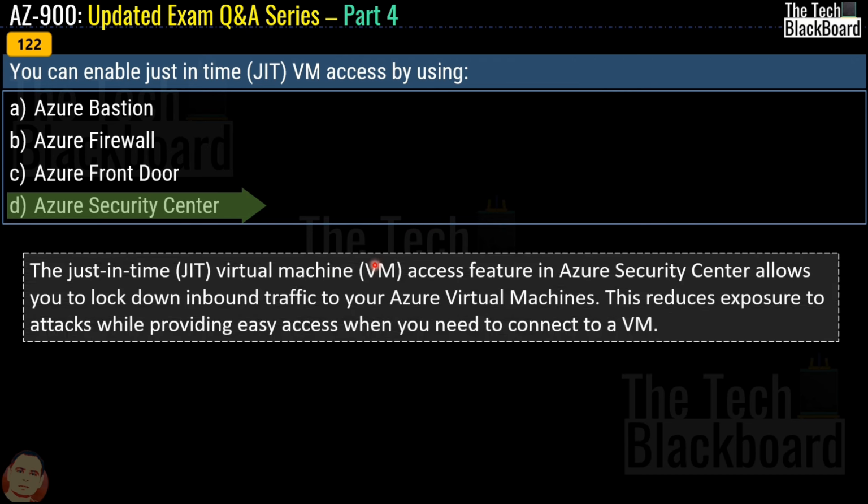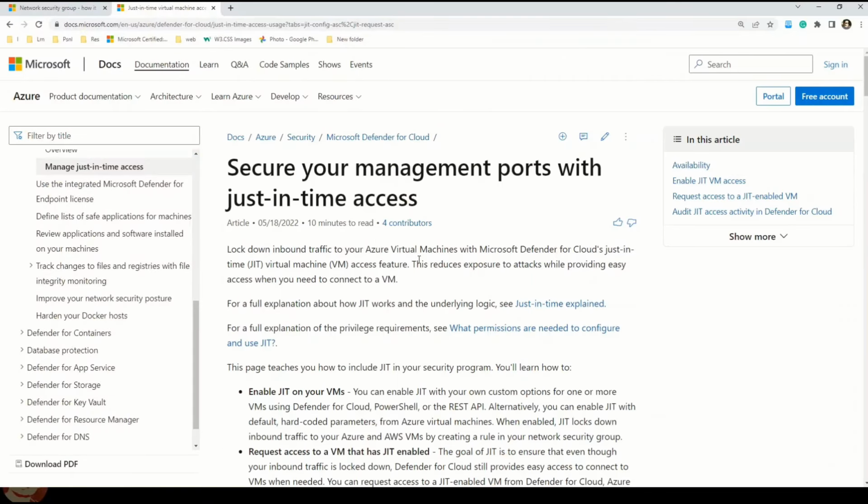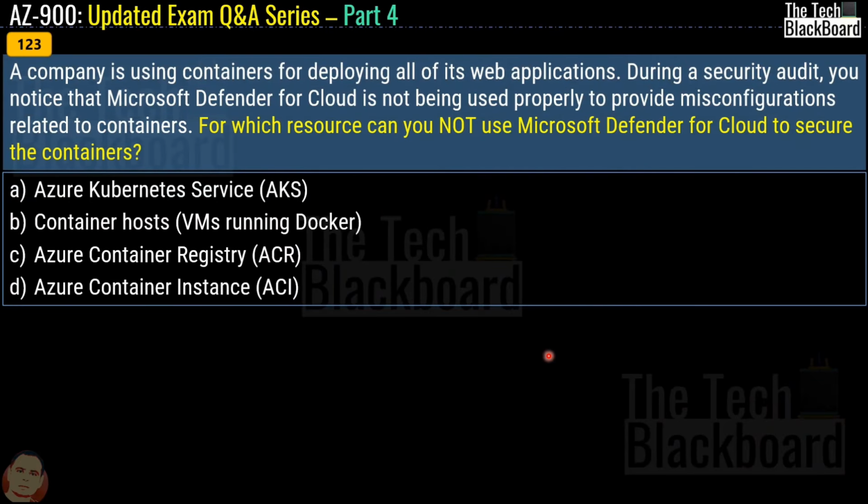And here comes a little bit more details. It says that the just-in-time virtual machine access feature in Azure Security Center allows you to lock down inbound traffic to your Azure virtual machines. This reduces exposure to attacks while providing easy access when you need to connect to a virtual machine. And besides that quick info, you can also come to this Microsoft website which talks more about just-in-time access. It's a lengthy document and you can read whenever you have good time to read, and the link for this page is available in the description box. Now let's move to question number 123.